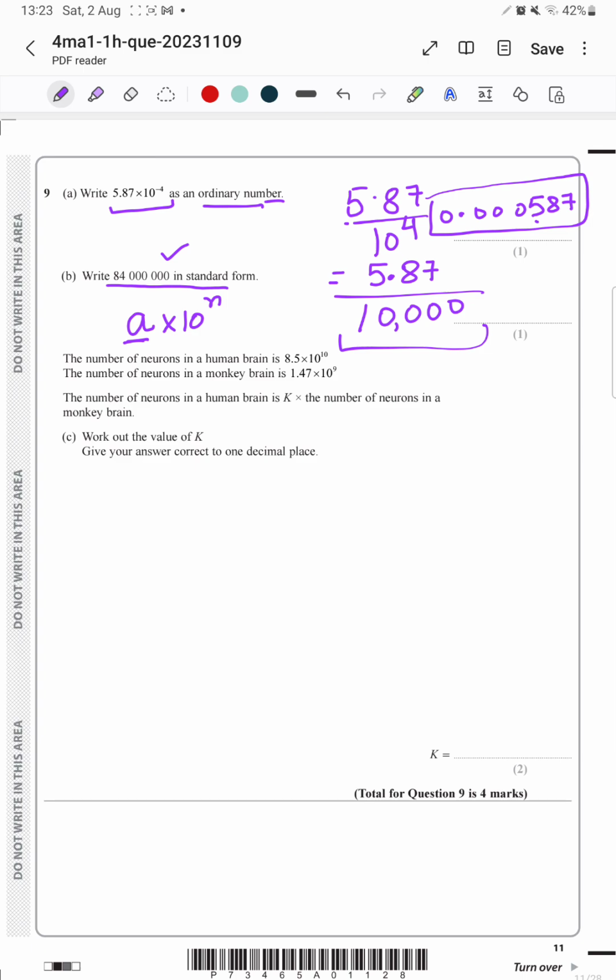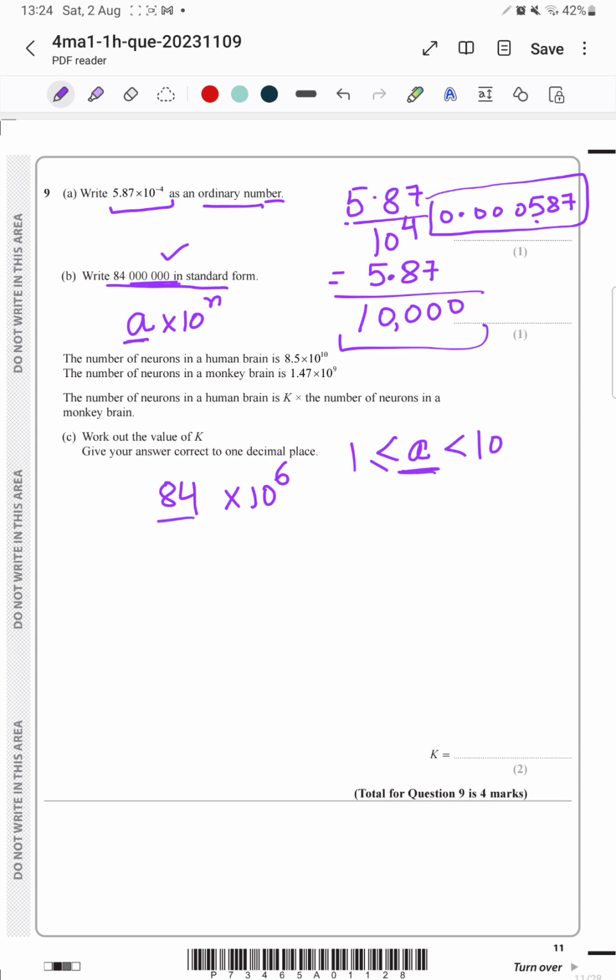Here we have 84 and then 6 zeros. A should be greater than or equal to 1 and less than 10, sorry, not 0 to 1. This is the thing, A should be in this way. So here we have A, now this is 84. These zeros we can easily write as 10 to the power of 6 multiplied by 84.